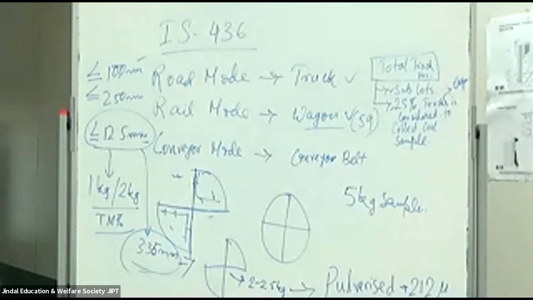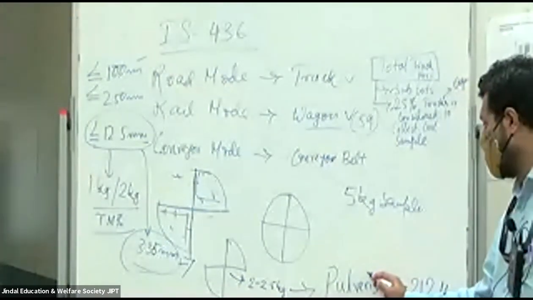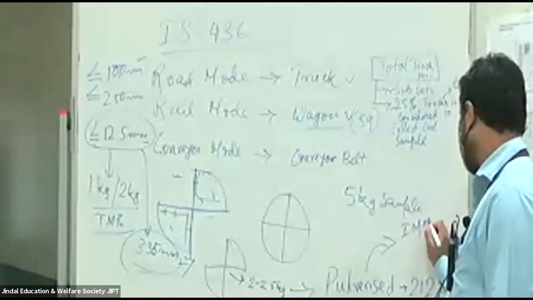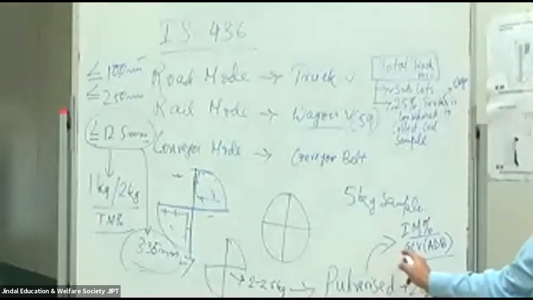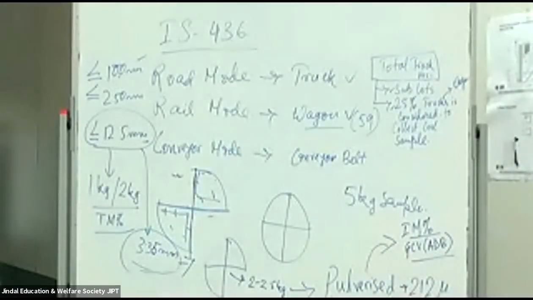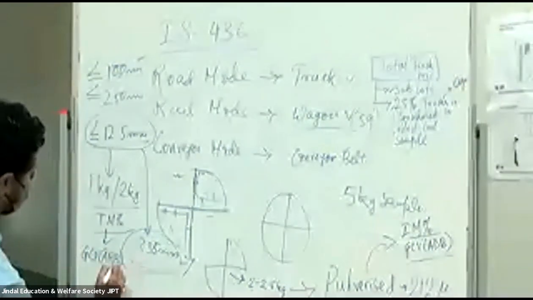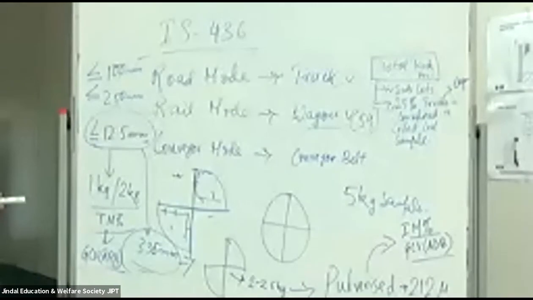Now this pulverized sample is used for IM percentage, GCV ADB. This sample is being used for that. Afterwards, it is substituted with total moisture percentage to get GCV in ARB format, through that substitution process and substitution mathematics that I have already shown to you. Okay.